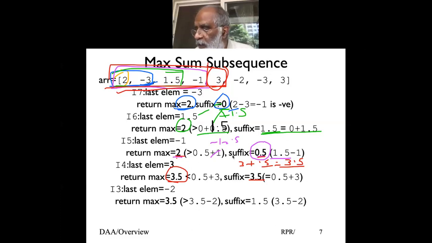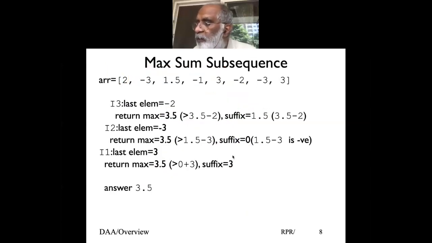Now let's come to element number 6. This is minus 2. So suffix becomes 3.5 minus 2, which is 1.5. My max remains 3.5 because 3.5 plus minus 2 is 1.5, which is less than 3.5. I'll continue in this way, next iteration, last element, and so on and so forth. Basically, your max is 3.5, and that is what you are interested in.